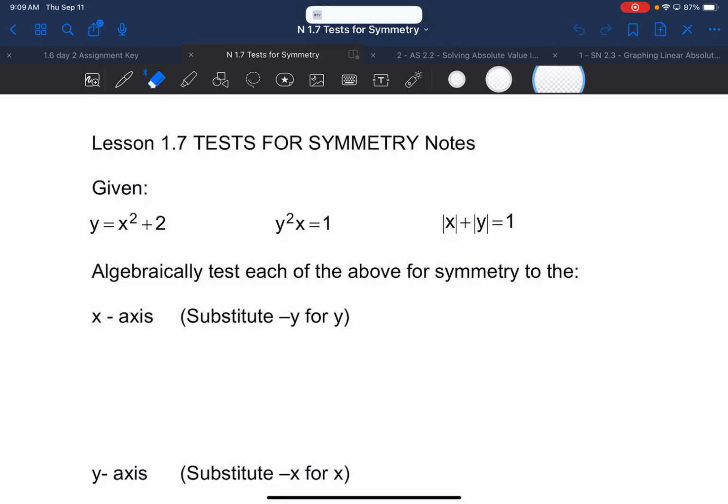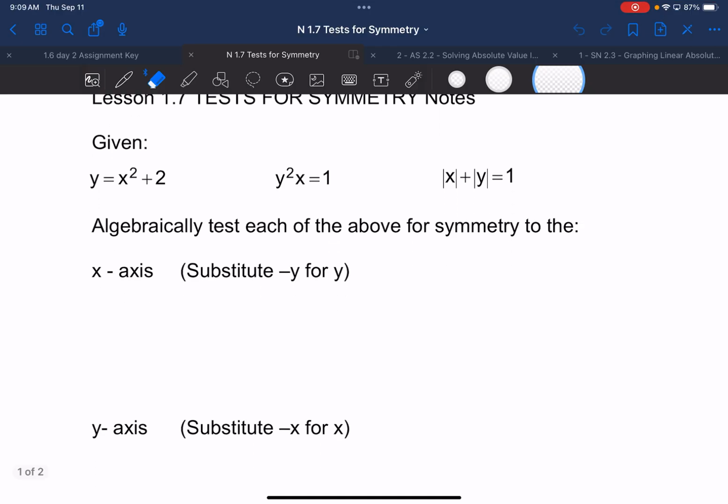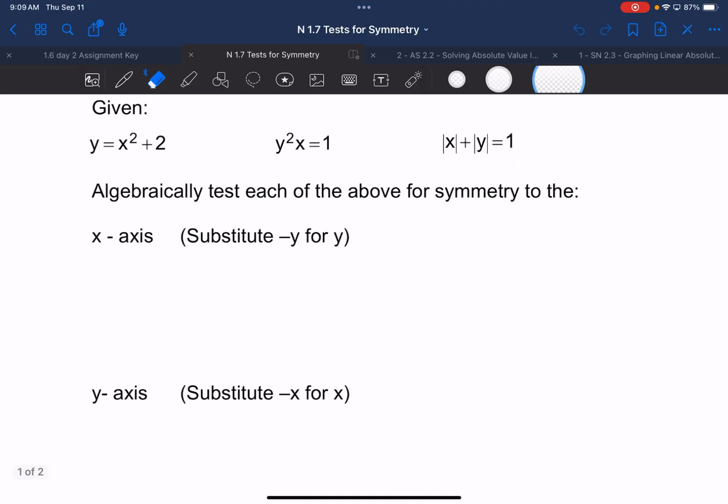Top, and there's actually an algebraic test that we run to check for symmetry. If you are checking for symmetry over the x-axis, remember symmetry just means if you fold it on that line, everything would match up, right? So if you're checking to see if you are symmetric over the x-axis, could I fold my graph in half on the x-axis and everything match up?